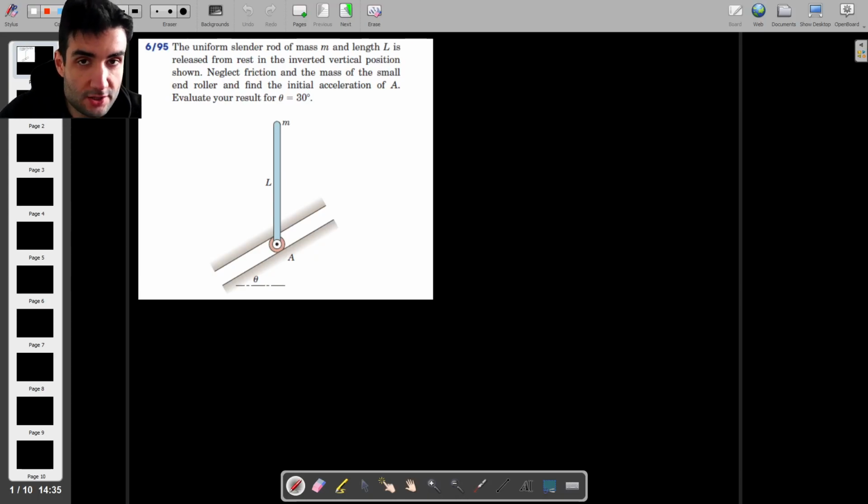Here's a somewhat more challenging rigid body kinetics problem in 2D, which looks at a uniform slender rod which is supported on a wheel, and then that wheel is constrained to this oblique channel basically. And what we know is that the rod is initially released from rest, and we're asked to find the initial acceleration of this point here that we call A, which is on the actual wheel that's traveling along the channel basically.